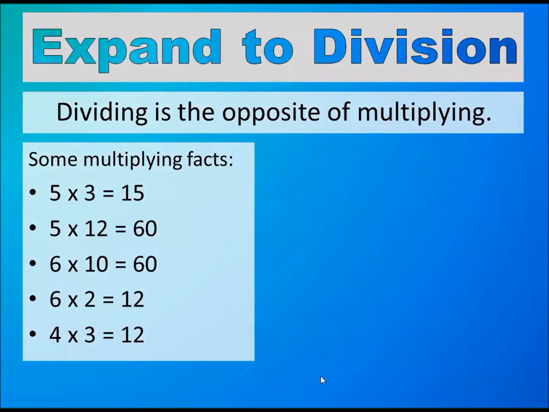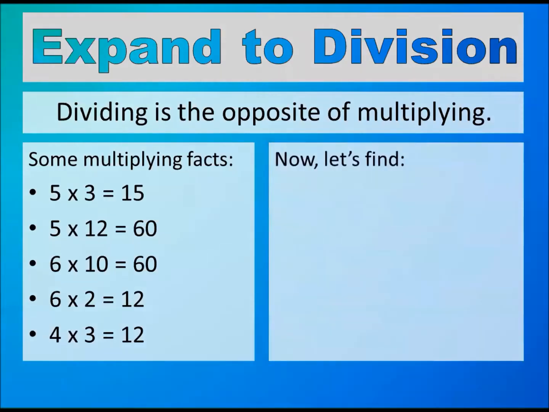Because division is the opposite of multiplication, now let's find the following division facts by going the opposite for these multiplication facts. 15 divided by 3. So we want to find when 15 is the answer when you multiply, when it is the product, and 3 is one of those numbers being multiplied. So here it is on the first line: 15 being the product, and 3 as one of the numbers being multiplied. So 15 divided by 3 is equal to 5.